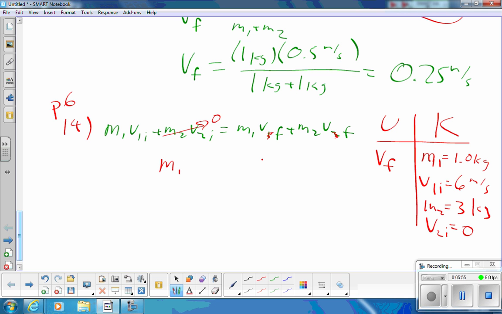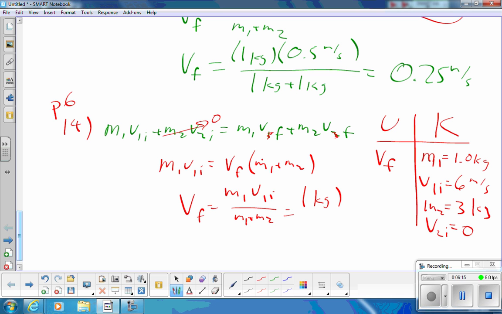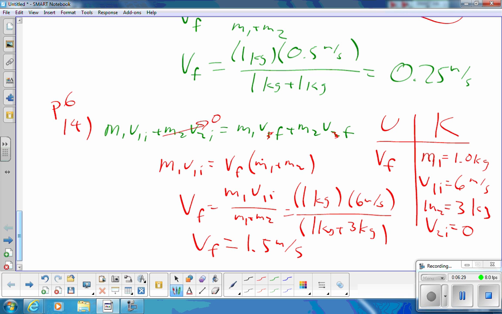So I have M1V1i, and I'm going to factor out that VF, M1 plus M2. And I divide both sides by M1 plus M2 to find VF, and I get M1V1i over M1 plus M2. When I plug in the numbers, I've got 1 kilogram times 6 meters per second, all divided by 1 kilogram plus 3 kilograms, M1 plus M2. And I get a final velocity of 1.5 meters per second, which is choice A.